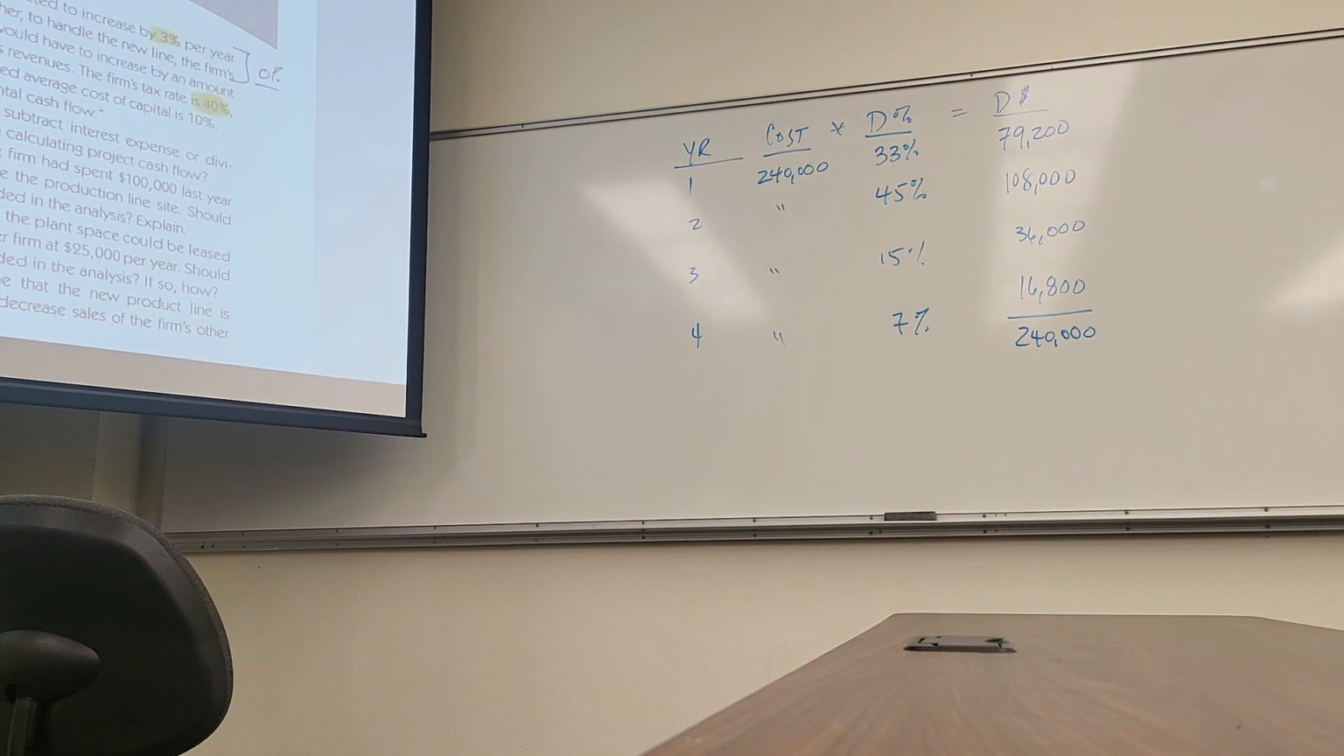So 79.2, 108, 36,000, and then 16.8. Right?